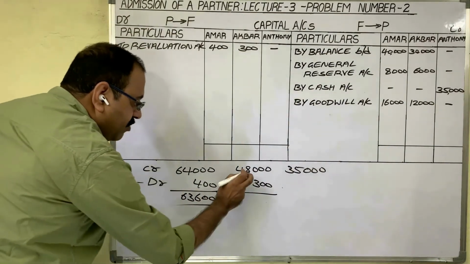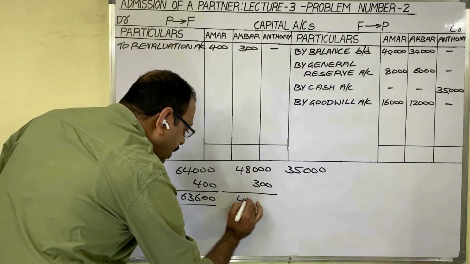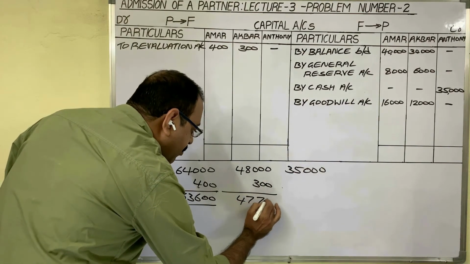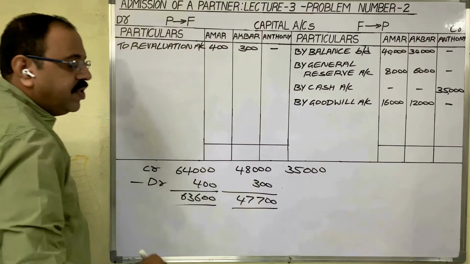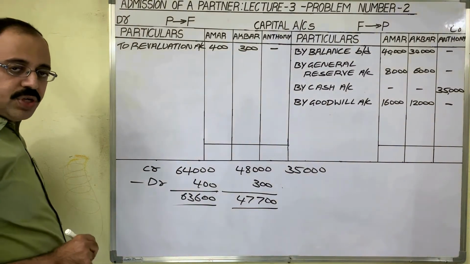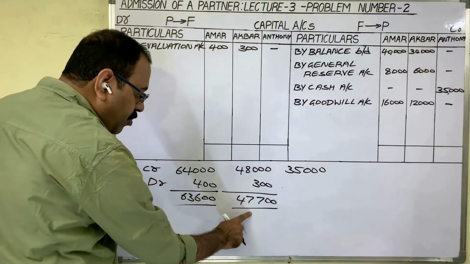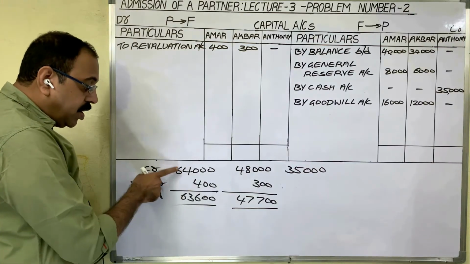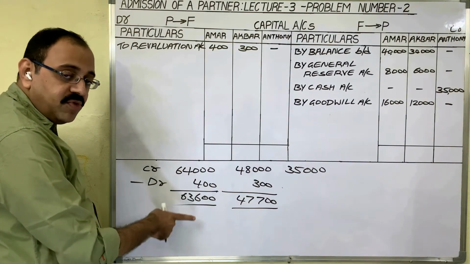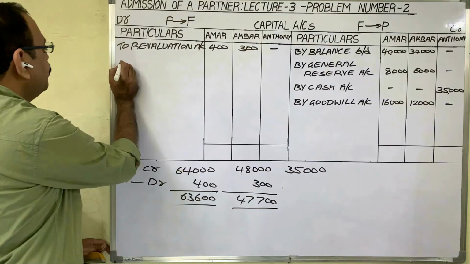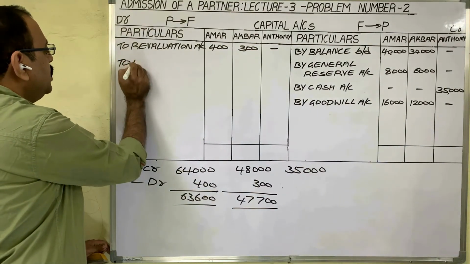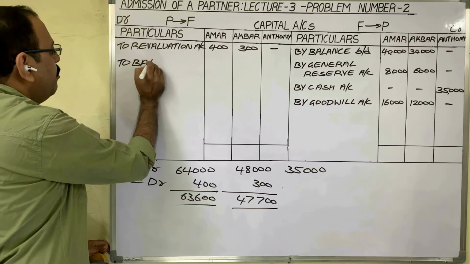63,600 for the second person, 47,700. For the third person, same, 35,000 rupees. Now, as the debit total is less, these amounts we have to write on the debit side. What to write? This is balance carried down now.